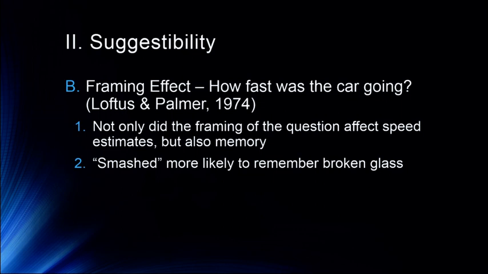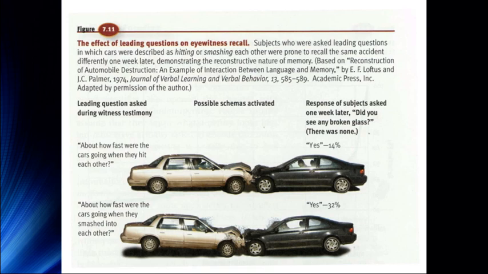People who were asked how fast the cars were going when they smashed into each other were more likely to remember the presence of broken glass when there in fact was none. And we're back to a schema activation. When asked how fast the cars were going when they hit each other, 14% of people say that there was broken glass. When we change that to smashed into one another, it more than doubles to 32% saying there was broken glass when in fact there was none. We get different schemas activated when asked those questions. Hit sounds like an accident. When they smash into each other, it sounds like a really dramatic collision. And so we see alterations in memory by simply changing the way a single question was phrased.